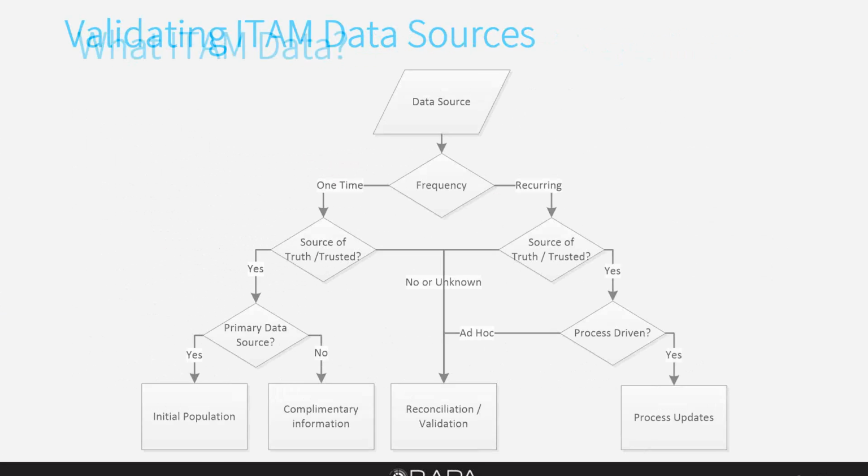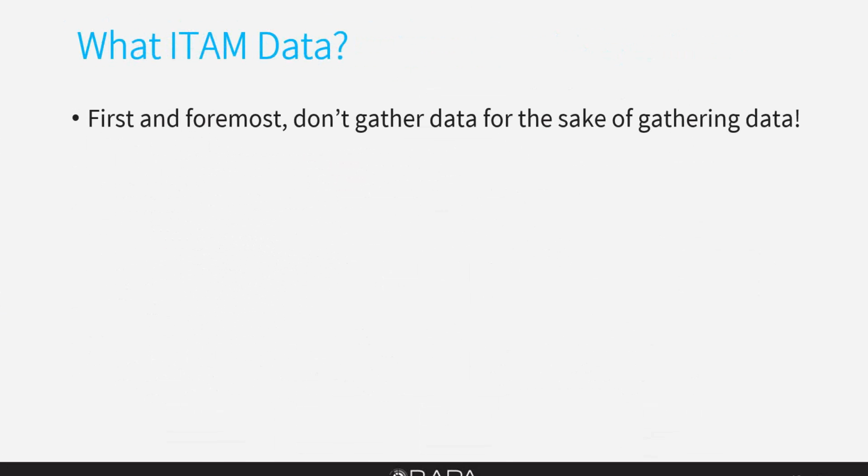All right. So you've got data, you've got sources of data, you have a good sense of whether you can trust it or not. What data do you need to actually start collecting? Well, don't collect data for the sake of collecting data. There are 100 different properties that you could capture for IT asset management, but do you want to capture them is really the question. You have to have a process behind it.